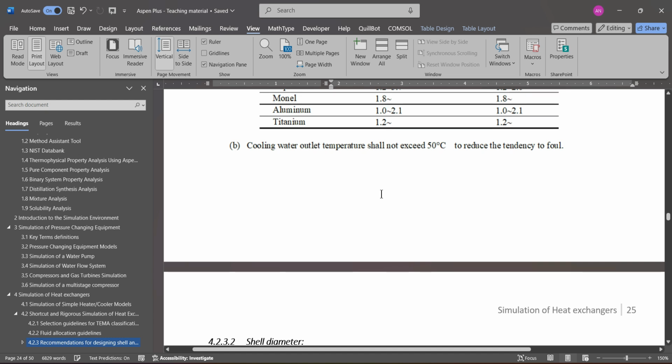The typical cooling water outlet temperature shall not exceed 50 degrees Celsius. This is again a very common recommendation, because as we increase the cooling water temperature, we are allowing the dissolved solids to undissolve and stick to the surfaces and cause fouling. So typically we do not exceed 50 degrees Celsius.